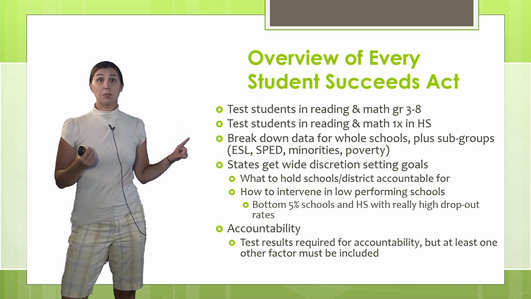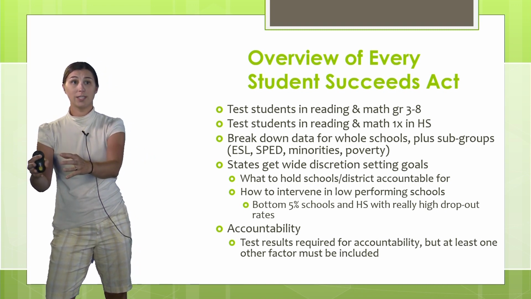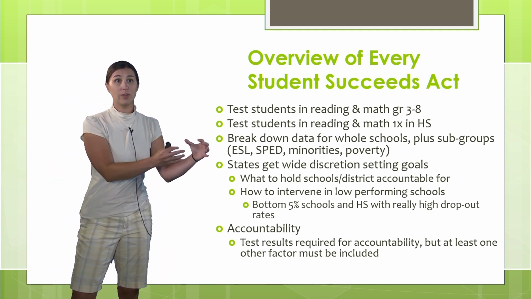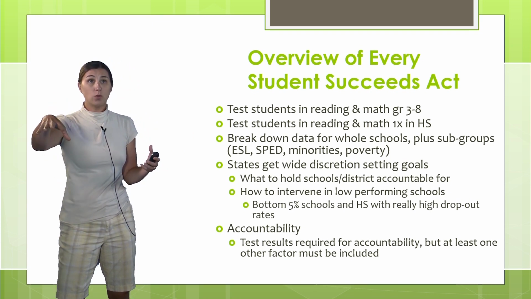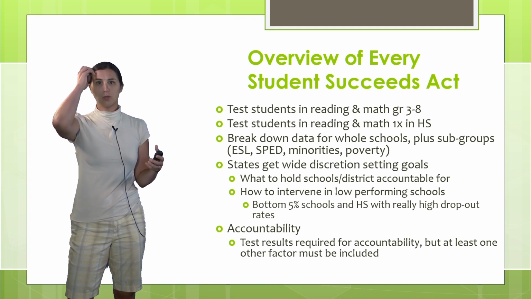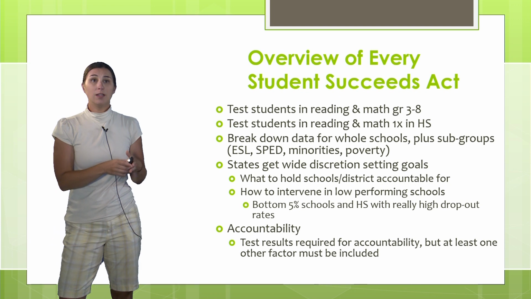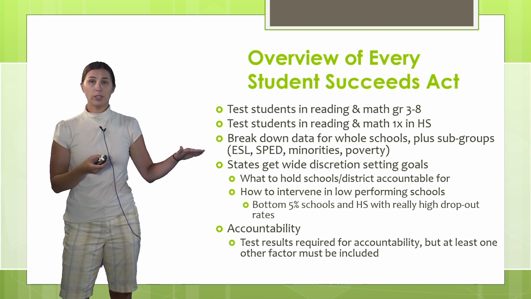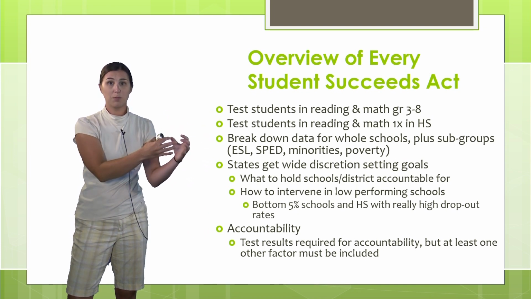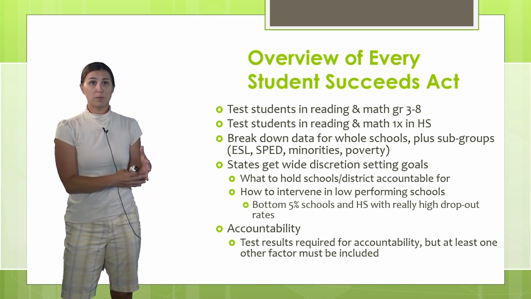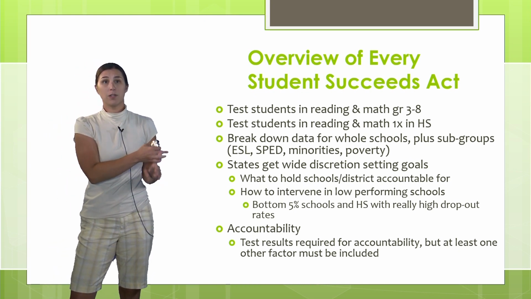They also require the state to break down the data for each individual school. So to say, here's this one high school, how are they doing? Here's another high school, how are they doing? This is to make sure that schools are recognizing if one school is maybe weaker than another. They also require schools to break down the data into different subgroups, like English as a second language students, to see how they're doing when we test them in reading and math. Also students with special needs, minorities, and students in poverty, based on free and reduced lunch.